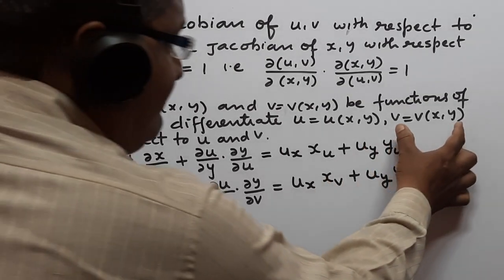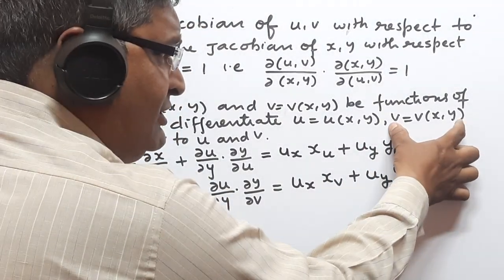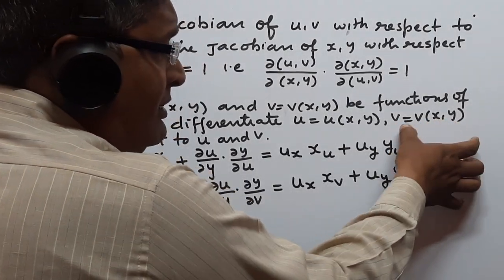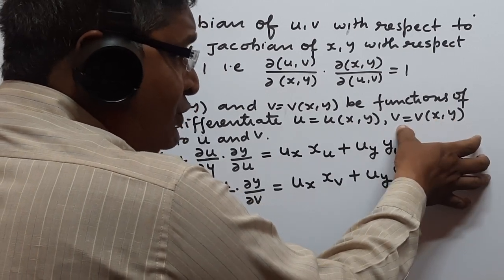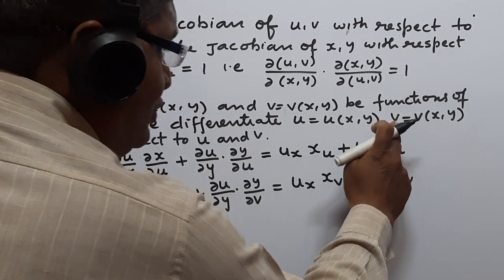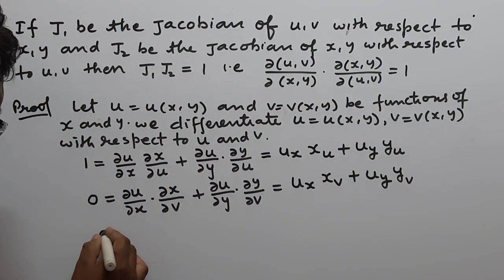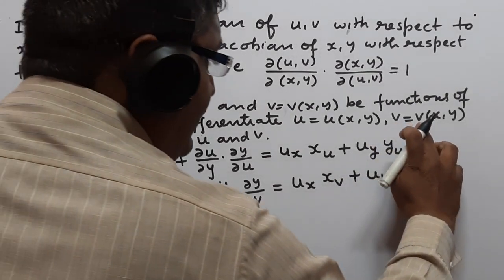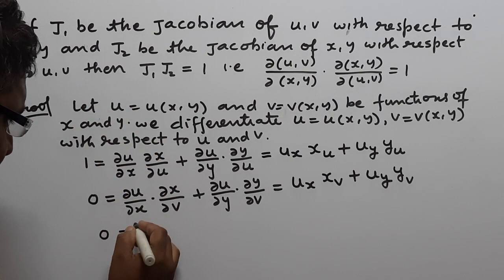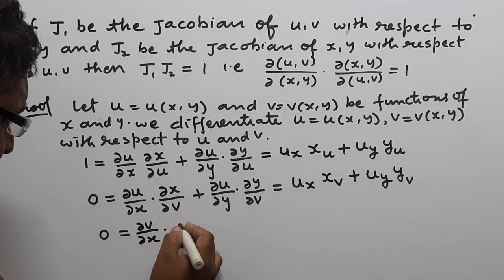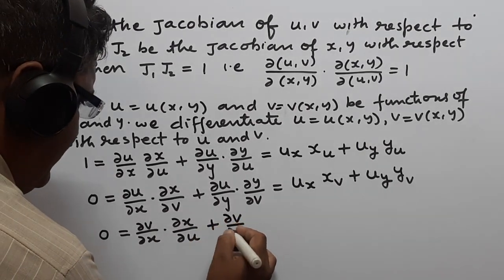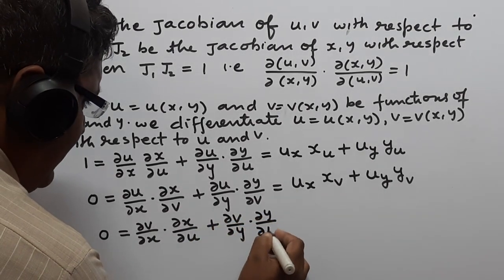Now we differentiate v is equal to v(x,y) with respect to u. In the left hand side when we differentiate this v with respect to u, v is constant here, so this differentiation is 0. Now in the right hand side when we differentiate this v(x,y) with respect to u, this can be written as del v upon del x multiplied by del x upon del u plus del v upon del y multiplied by del y by del u.